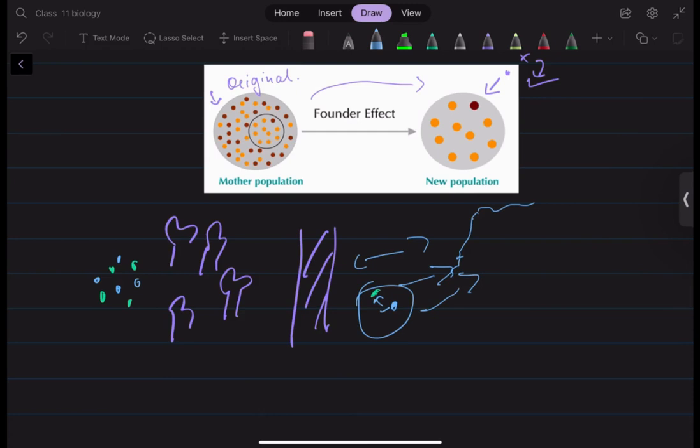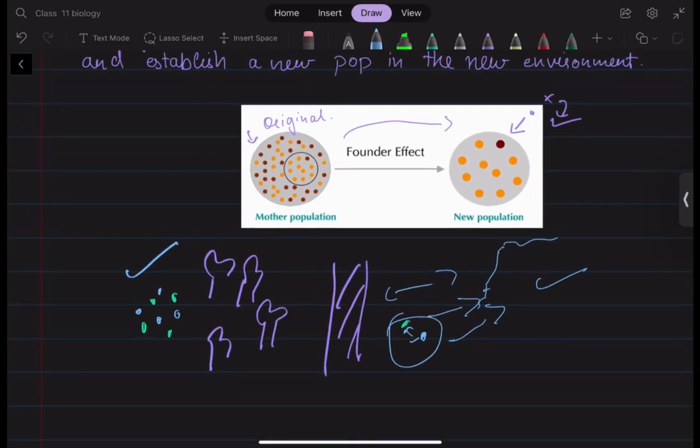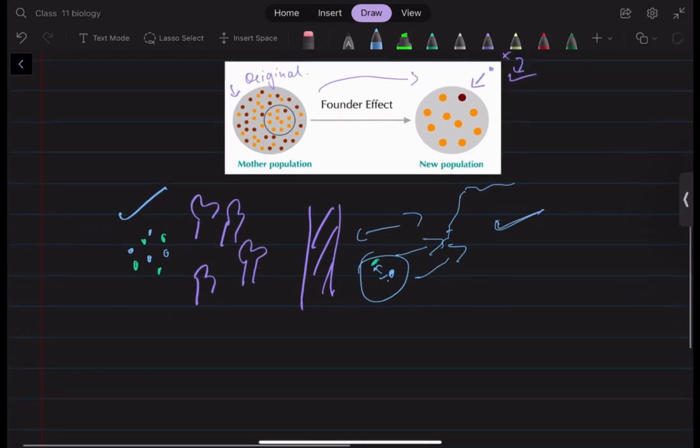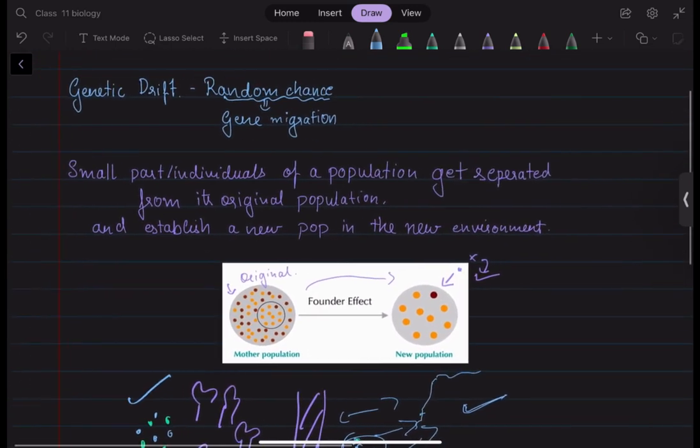Now you can say that here a new population has started, and here there's a change in the population. So these new wolves are going to start the species here which was not present before. So they basically act as founders for this particular area. So that is why it is called founder effect.